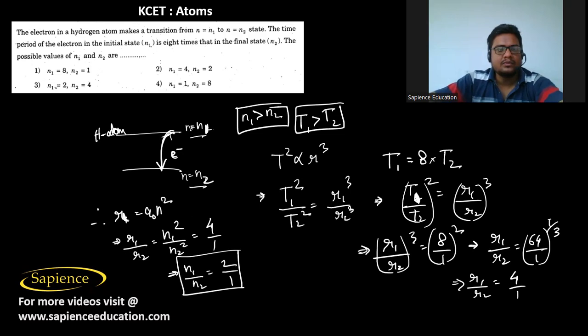So it means option 2 is the correct answer, since in option 2 only N1 is more than N2 and N1 by N2 is 2. So option 2 is the correct answer.